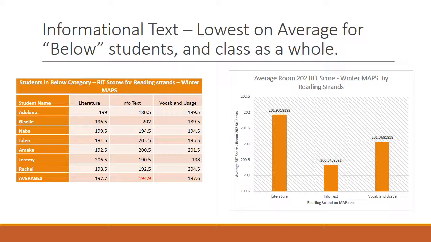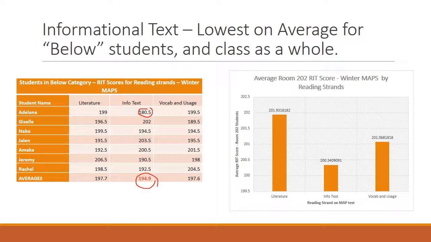The data in the table indicate that informational text is the lowest strand, with an average of 195 compared to the average of 198 for literature and vocabulary and usage. This strand also has the only student that moves into the warning category when looking at the strands. This indicates that the teacher should target her extra attention on instruction related to informational text.